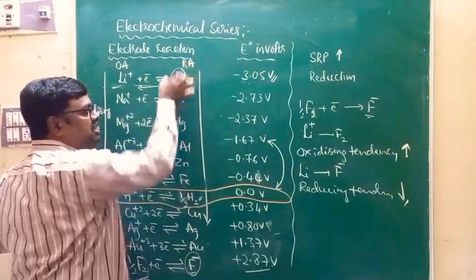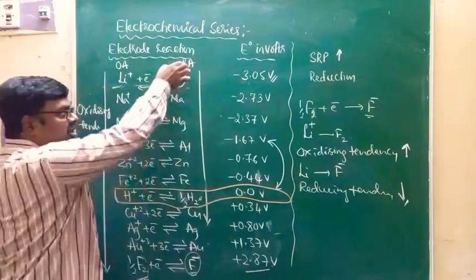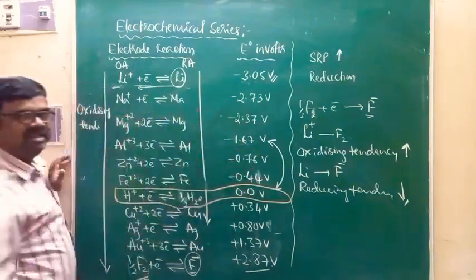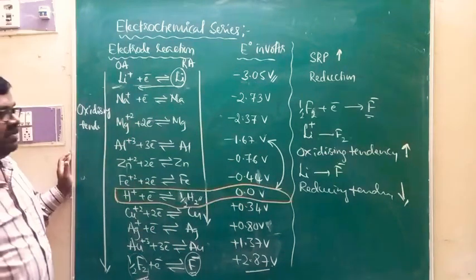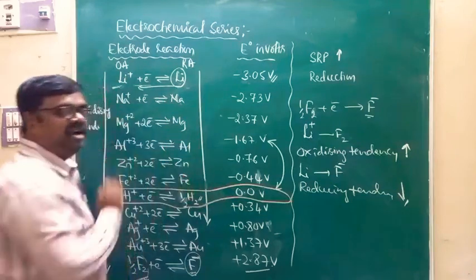have SRP values less than 0. Therefore, these metals displace hydrogen gas when they react with dilute acids. These metals react with dilute acids to liberate hydrogen gas.